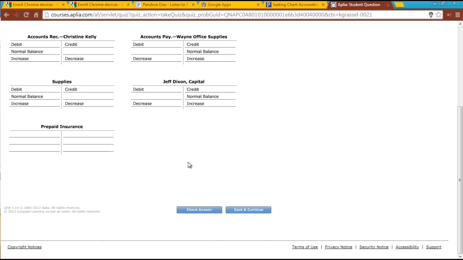Last one we have here is prepaid insurance. First thing we'll do is mark it as our debits and our credits. Justin, what type of an account is prepaid insurance? Asset, liability, or owner's equity? Asset. Assets are on what side of the accounting equation? Left, so therefore its normal balance is going to be called debit. Thank you.